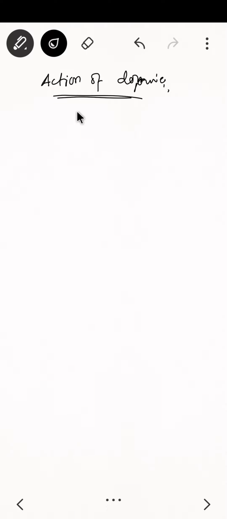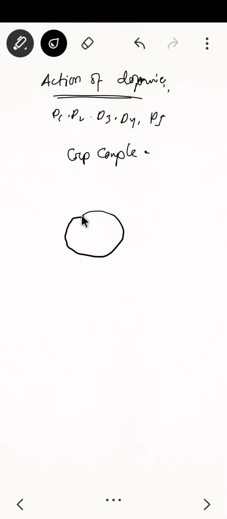Now, the action of dopamine. Basically, dopamine acts by receptors. There are 5 receptors: dopamine 1, dopamine 2, dopamine 3, dopamine 4, dopamine 5. Of all these, dopamine acts by G protein coupled enzymatic reaction.